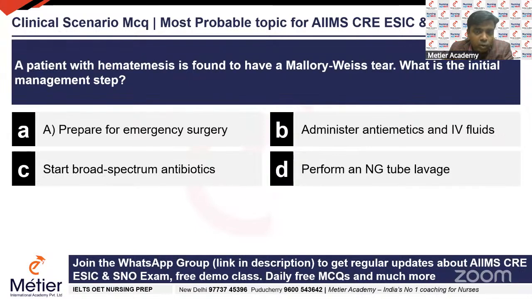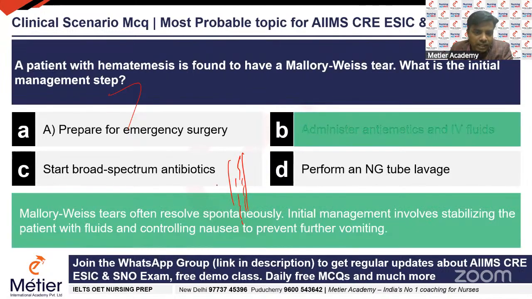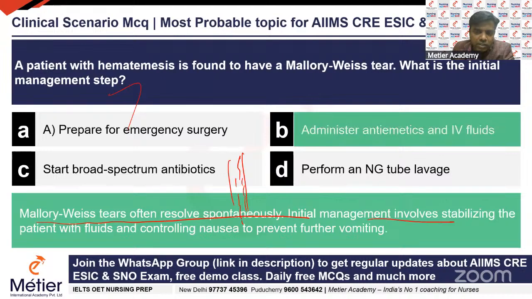Patient with hematemesis found to have a Mallory-Weiss tear, esophageal tear. So what is the initial management step? Mostly, what kind of option do you get? Initially, what do we do? It's an emergency condition. Yes, it's an emergency condition. Perform the NG tube lavage. Very simply, yes. Mallory-Weiss tears often resolve spontaneously in the initial stage. So initial management involves stabilizing the patient with fluid, controlling nausea to prevent further vomiting.